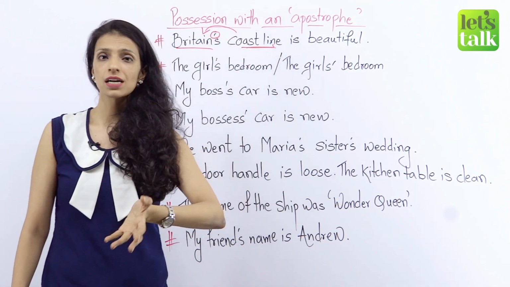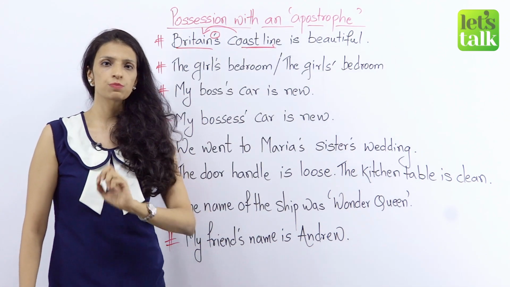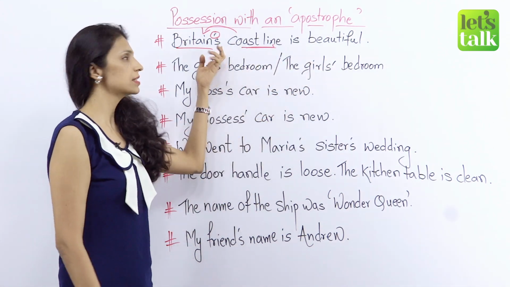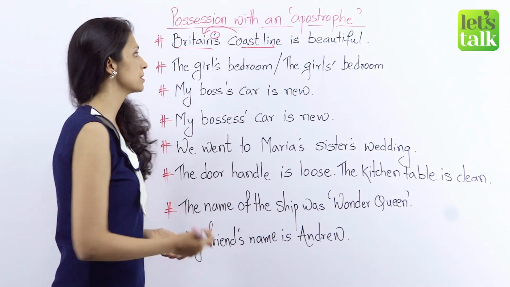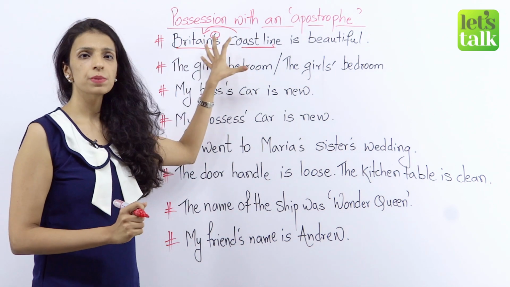Now when we speak, we do not say Britain apostrophe S, we just say Britain's coastline is beautiful. So you pronounce the S. That's how we use it in spoken English. Britain's coastline is beautiful. Fine, simple.